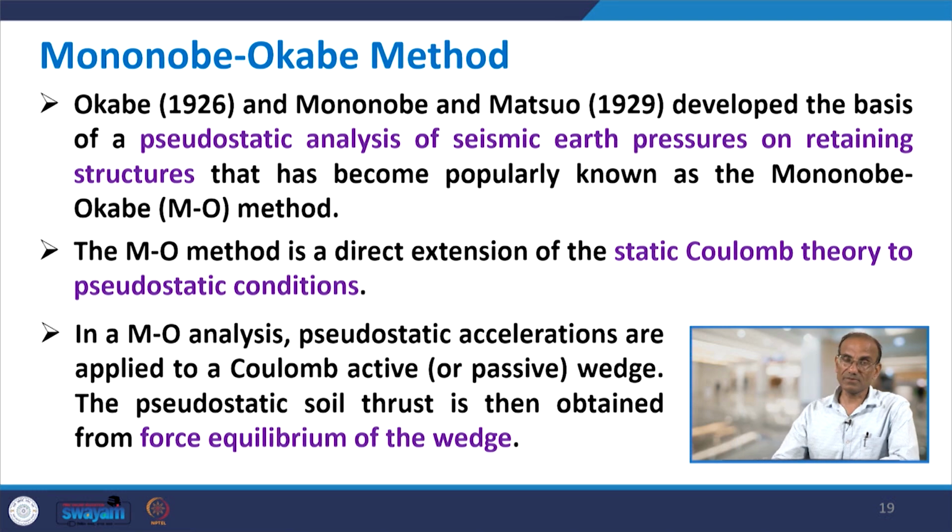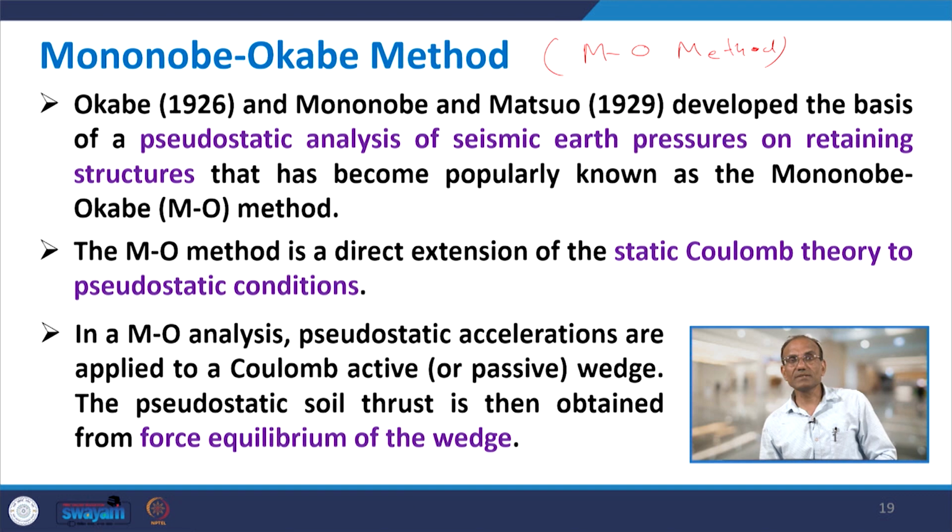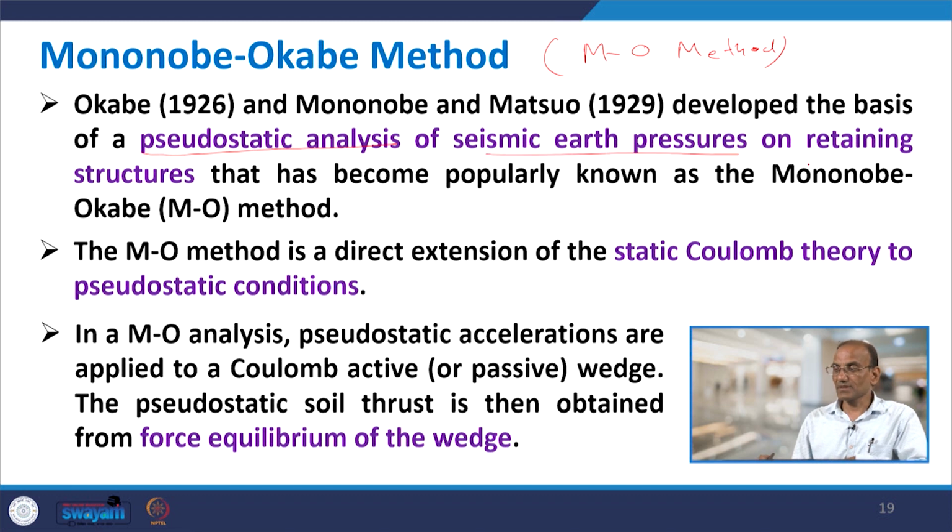There is what is called the Mononobe Okabe method, in short the MO method. This MO method was proposed by Okabe in 1926 and Mononobe and Matsuo in 1929, which developed the basis of pseudostatic analysis. As we discussed, this is based on the pseudostatic analysis of seismic earth pressure on retaining structures that has become popular, known as the Mononobe Okabe method, MO method.